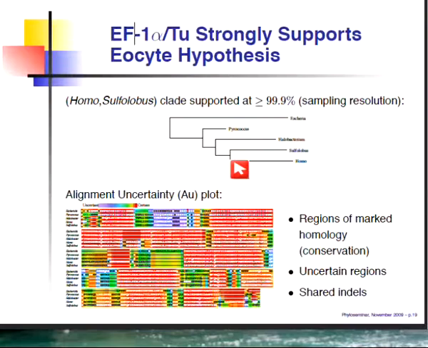Here, we're finally going to return to the EF2 problem and address Jim's question of the eocyte tree. The first thing I'm going to say is that doing a joint analysis over the EF2, you find very strong posterior support for the eocyte tree that clusters Homo sapiens with the eocyte, which in this case is Sulfolobus.